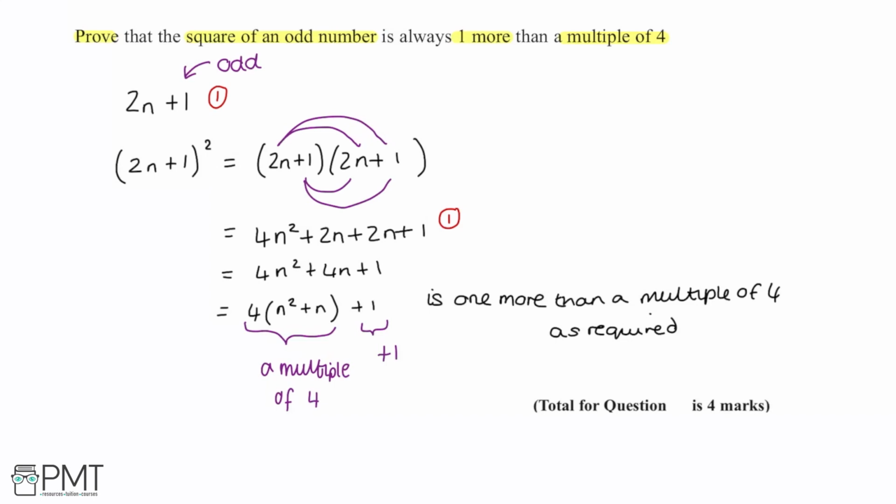The third mark's for simplifying this, here in this line of working, to 4n squared plus 4n plus 1. And then the final mark is going to be for this concluding statement, so for writing that 4 lots of n squared plus n, plus 1, and that's going to leave us with one more than a multiple of 4. And that's how each of the 4 marks are awarded for this question.